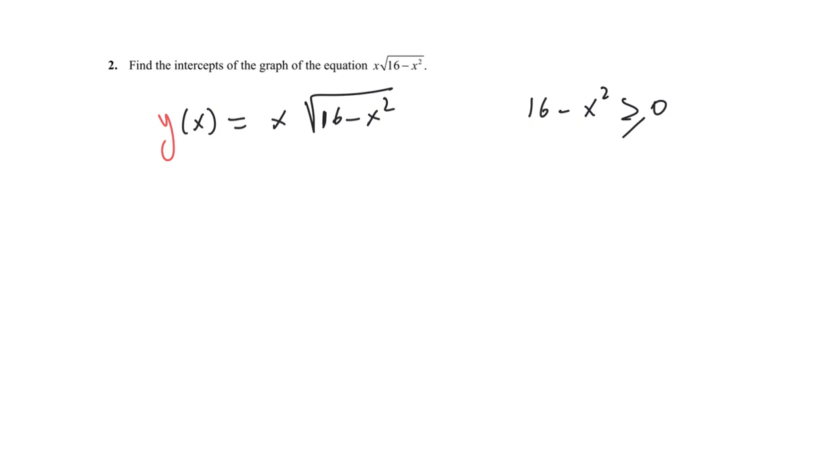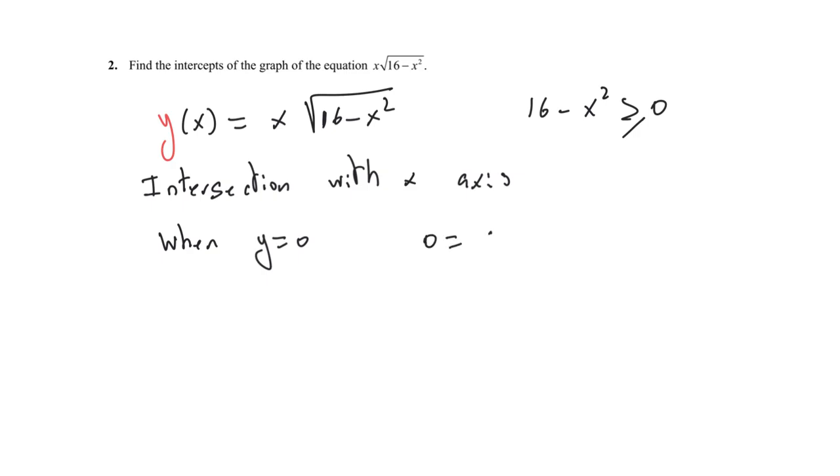The intersection with the x-axis. When will this intersection happen? It will happen when y equals 0. So 0 equals x multiplied by the square root of 16 minus x squared. If I work with this equation, I will have 0 equal x. Now 16 is 4 squared minus x squared.